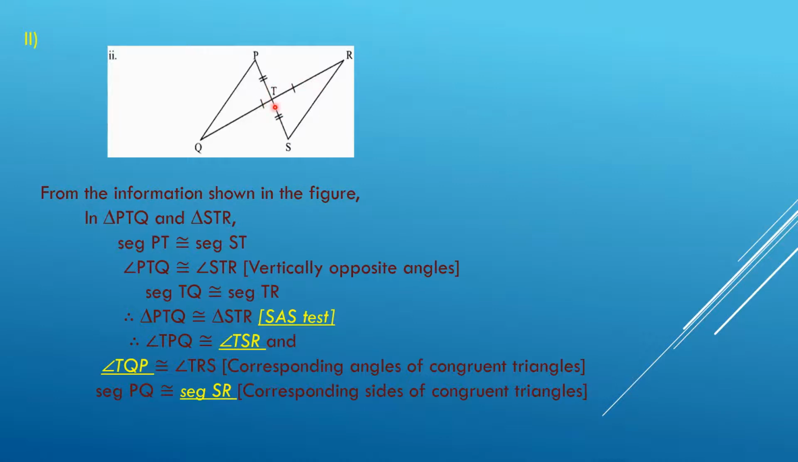And which are the remaining angles and remaining sides? Angle TPQ is congruent to angle TSR and angle TQP is congruent to angle TRS. The reason is the corresponding angles of congruent triangles, that is CACT, and segment PQ is congruent to segment RS, by the condition of corresponding sides of congruent triangles.